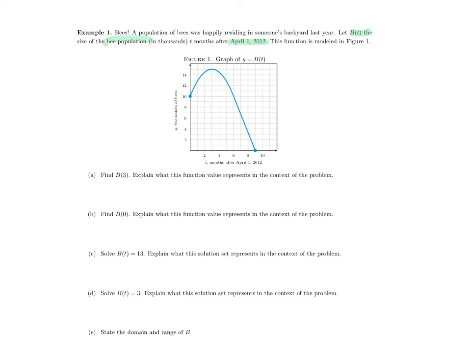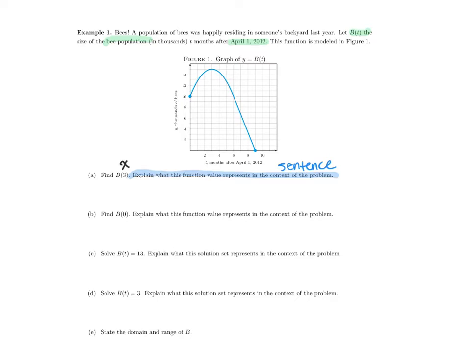First question, when it says find B of 3, that's like asking, when your x value is 3, what is that y value? And then when it says explain what this function value represents in the context of the problem, that means sentence. So we're going to be writing a sentence for all of these problems, just putting them in context.